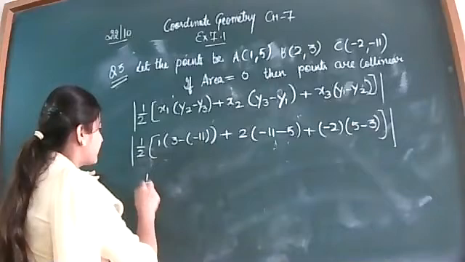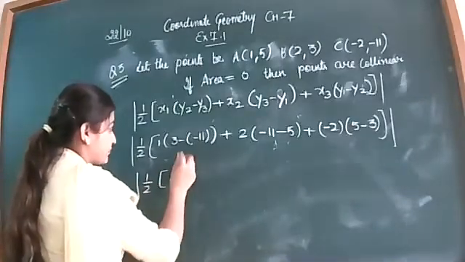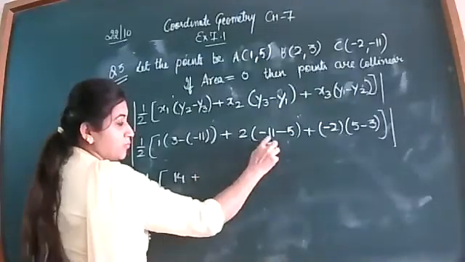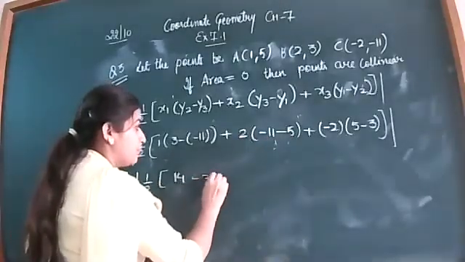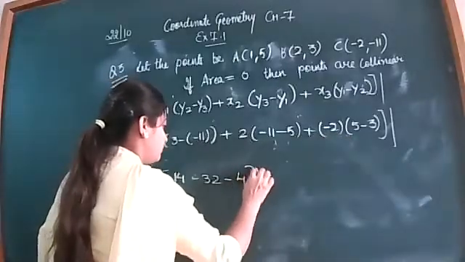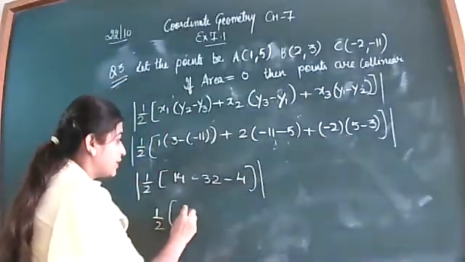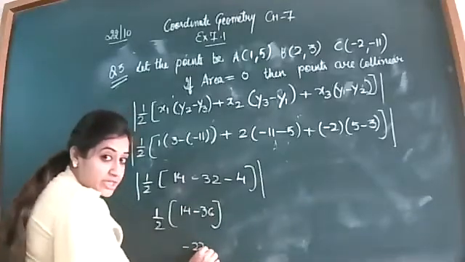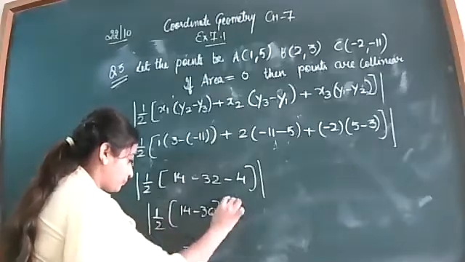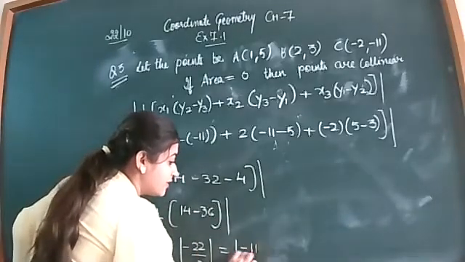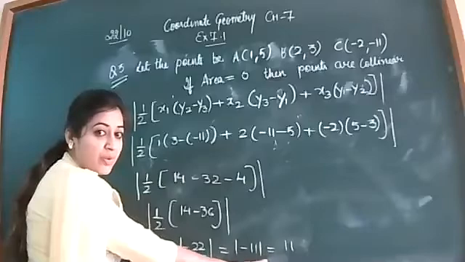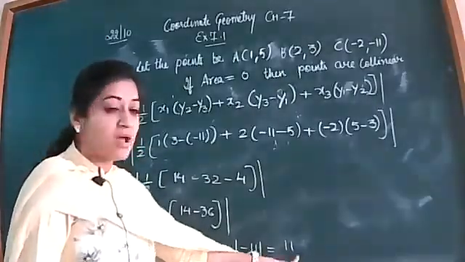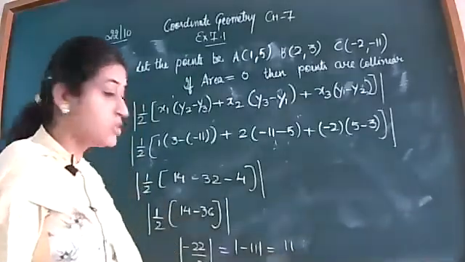So let's solve this, check whether you are getting 0 or not. So this will give you 14 plus this will give you minus 16, 2 are minus 32, and this will give you minus 4. So solve this, what you will get? 14 minus 36, that will give you minus 22 upon 2, that is minus 11. When you take the mod of this, that is called absolute value, then you will get 11. We are getting the area as 11. That means area is not equal to 0.